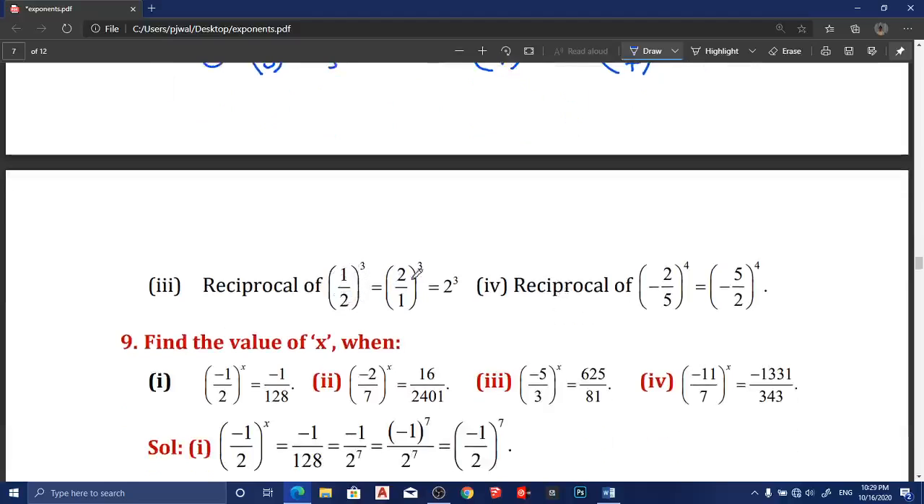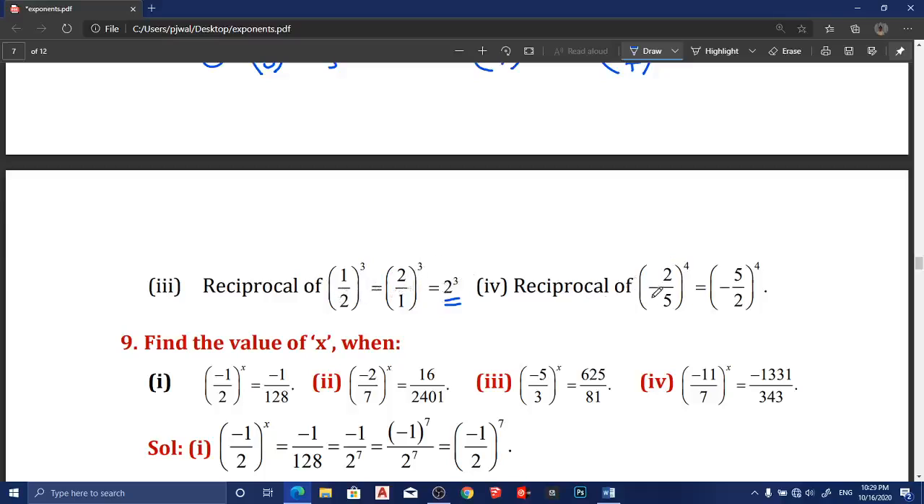So 1 by 2, what is the inverse of this? 2 only, which is 2 by 1. 2 by 1 means 2, so 2 cube. So 2 cube is the reciprocal of 1 by 2 to the power of 3. Okay, simply you can take 2 cube also, no need to write this step, just for understanding I wrote here.